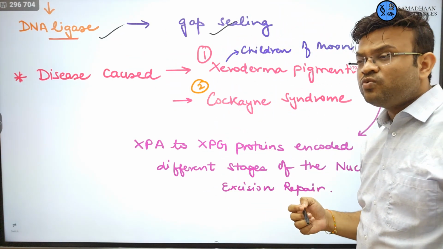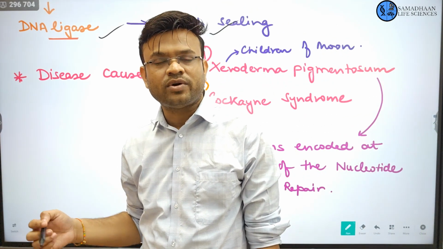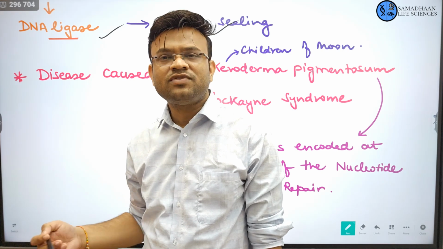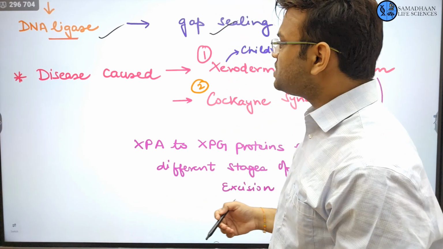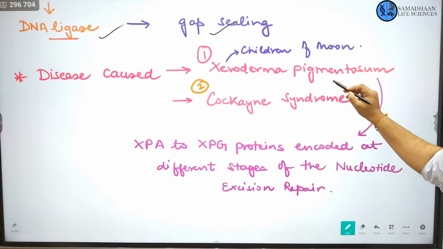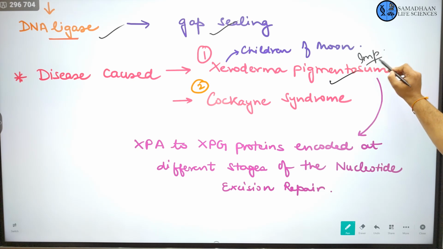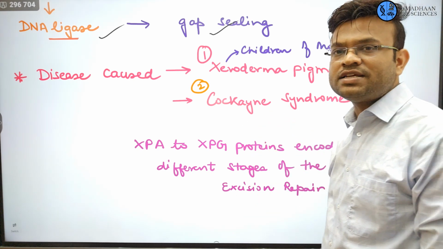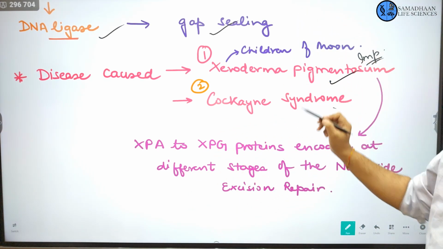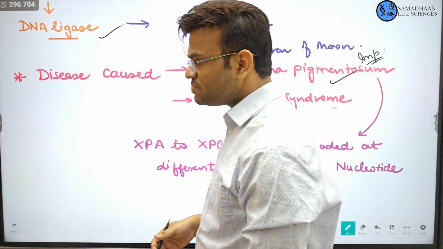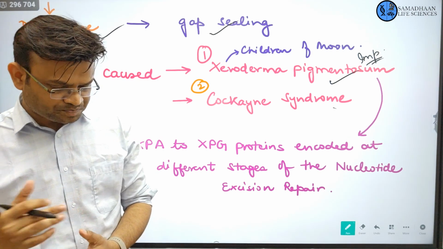Now, there are two very important diseases associated with the malfunctioning of nucleotide excision repair. That means if nucleotide excision repair is not present or not functioning properly, then majorly two kinds of diseases will occur. First is xeroderma pigmentosum. It has been asked in many examinations, so please remember this. And the other one is Cockayne syndrome. Okay, so these are the two diseases. Obviously, many questions have been asked on xeroderma pigmentosum.